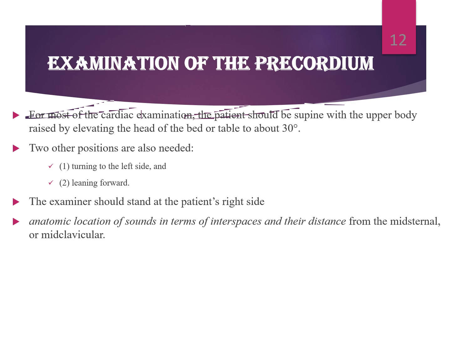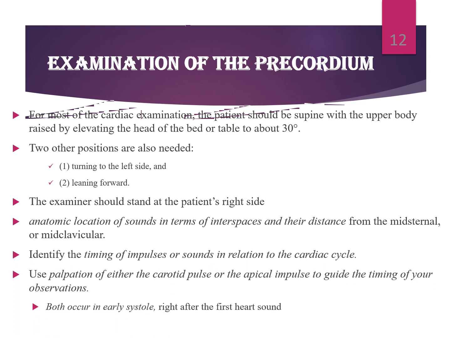Anatomical location of sounds in terms of interspaces and their distance from the mid-sternal or mid-clavicular line should be noted. Identify the timing of impulse or sounds in relation to the cardiac cycle, whether systolic or diastolic, and use palpation of either the carotid pulse or the apical pulse to guide the timing of your observation.